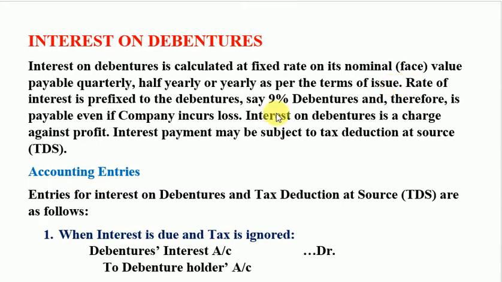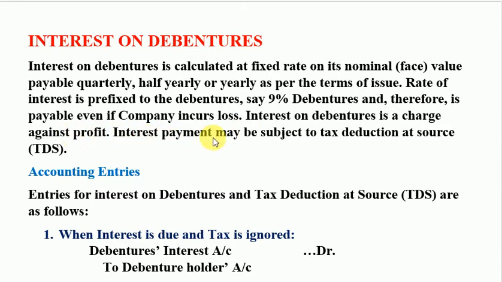The rate of interest is prefixed to the debentures, say 9% debentures, and therefore is payable even if the company incurs losses. This is the rate of interest for this debenture, and if the company incurs losses, then also the company will pay the amount of interest to the debenture holders. So interest on debentures is charged against profit.